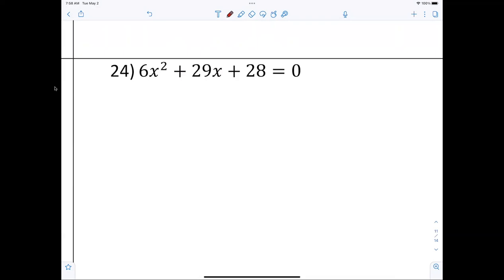6x squared plus 29x plus 28. Come on. You guys sitting there, all right? You're not supposed to look at it and see, you're supposed to figure it out. Put the two sets of parentheses. You're breaking up 6, you're breaking up 28, you're trying to find the combination of numbers that make 29. There's no mystery here. No mystery whatsoever.